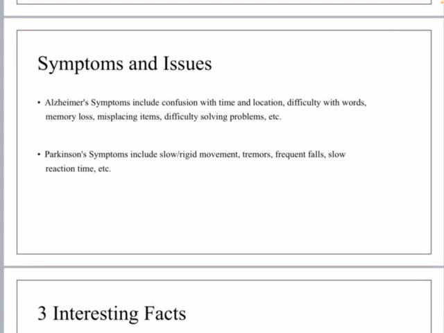Symptoms and issues. Alzheimer's symptoms include confusion with time and location, difficulty with words, memory loss, misplacing items, difficulty solving problems, and others. Parkinson's symptoms include slow or rigid movement, tremors, frequent falls, and slow reaction time, and more.